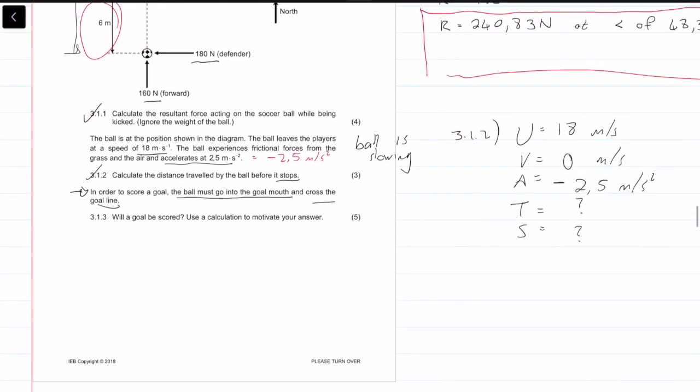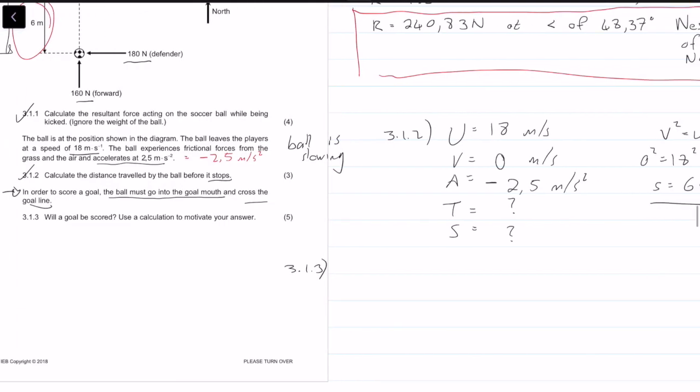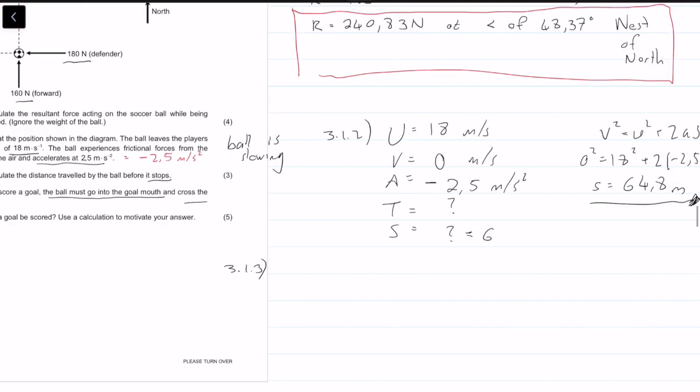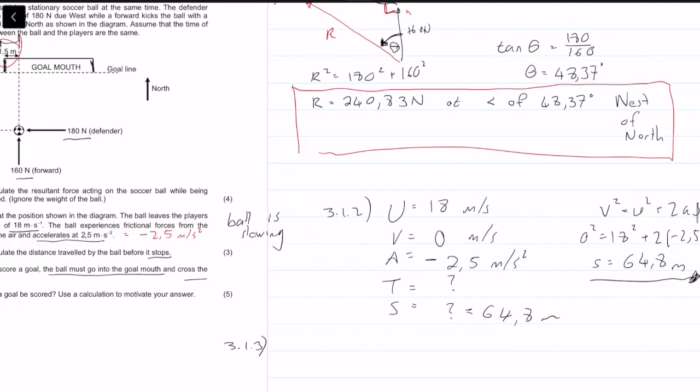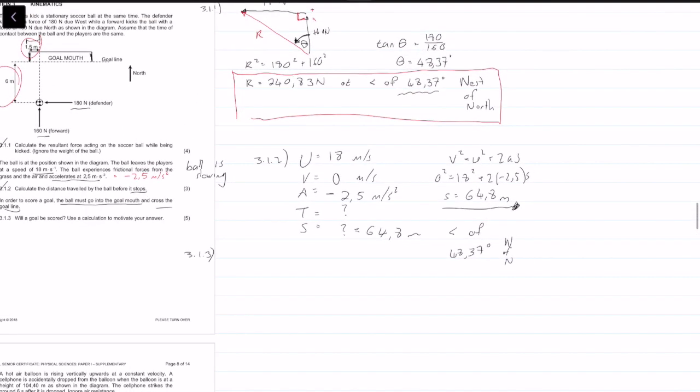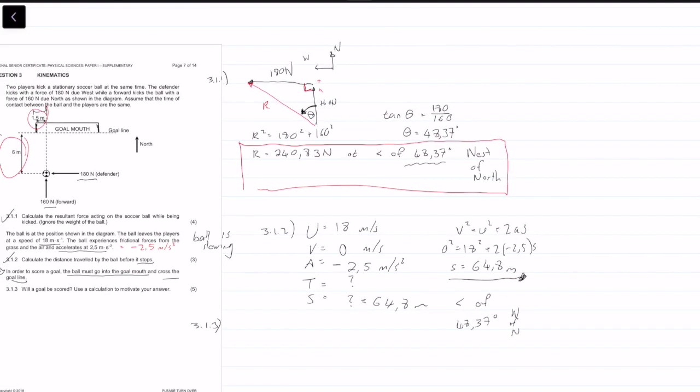met. Okay, so 3.1.3. We know the total distance traveled is equal to 64.8 meters, and we also know that this is acting at an angle of 48.37 degrees west of north. How do we know this? Because the direction of the displacement is going to be equal to the direction of the force.